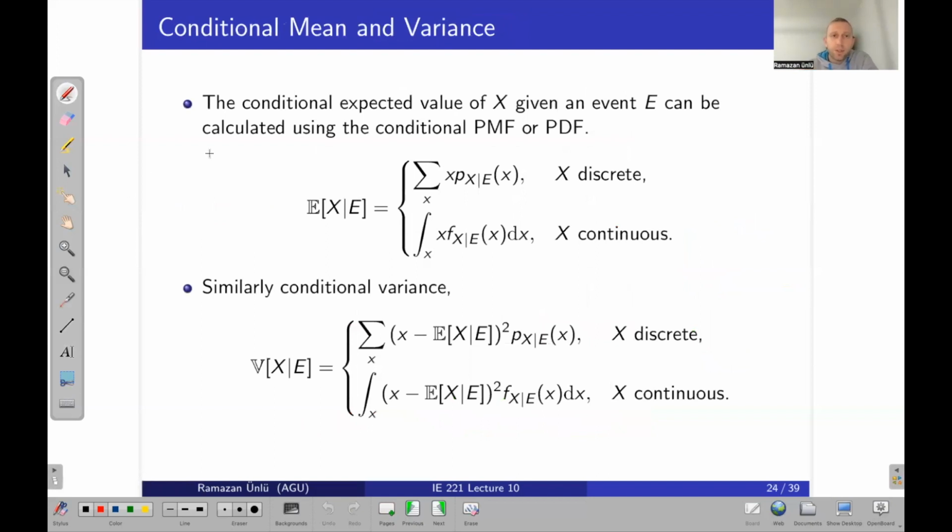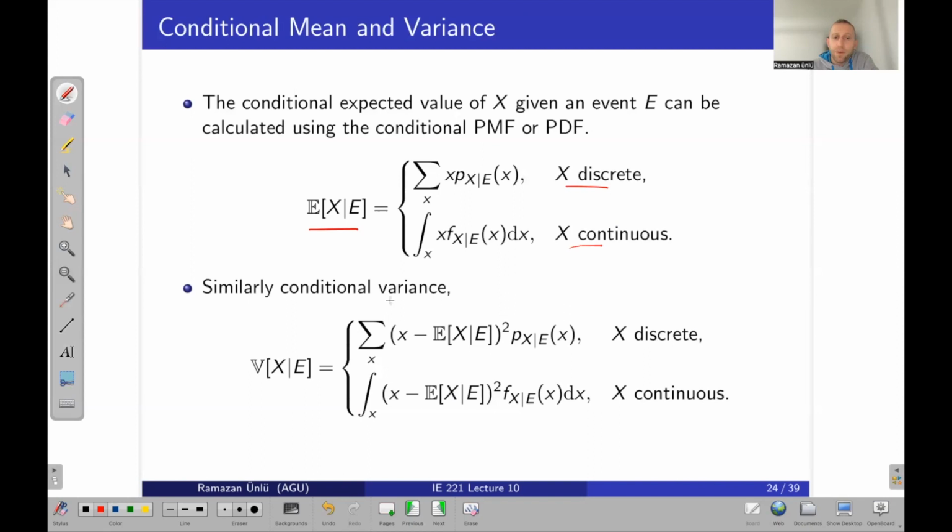So the conditional expected value of x given an event E can be calculated using the conditional PMF or PDF. If you want to calculate the expected value of x given E, if x is discrete, you can sum x times the corresponding conditional PMF, and if x is continuous, you can integrate x times the conditional PDF. Okay, so that's for the expected value of x given E.